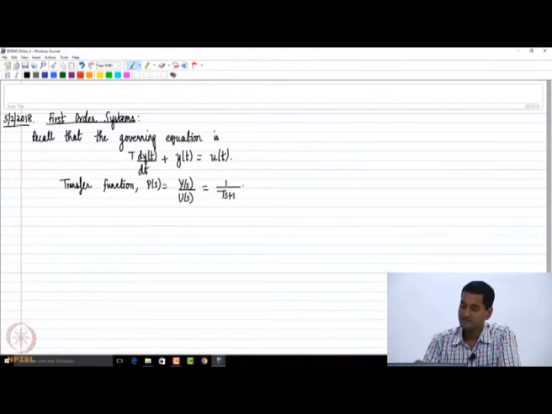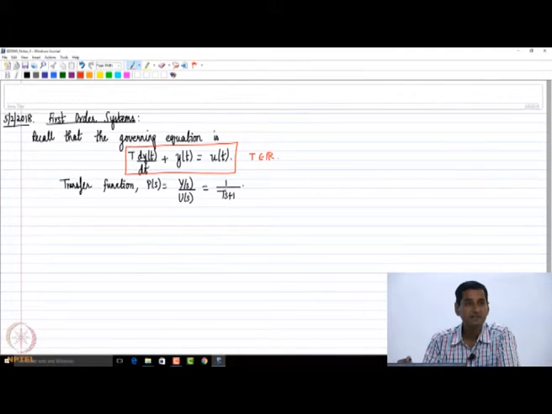The place where we stopped in the last class was a discussion on first order systems, right? And the general governing equation of a first order system is given by this: T times dy/dt plus y(t) is equal to u(t), right? Where T is a real number in general.